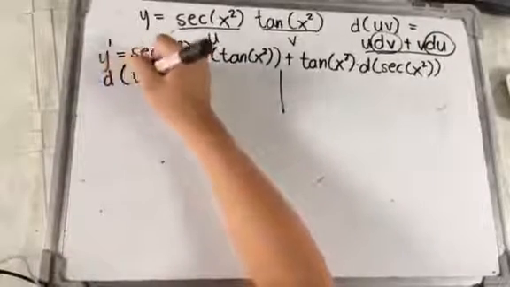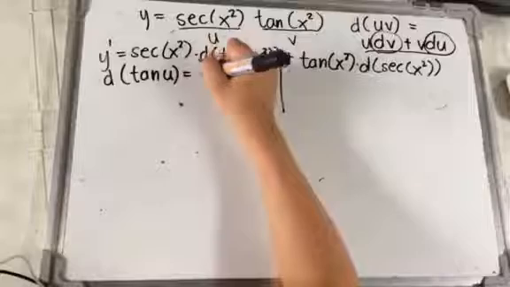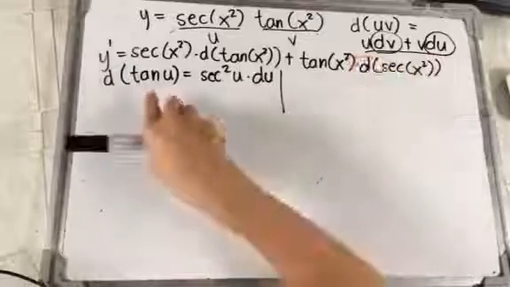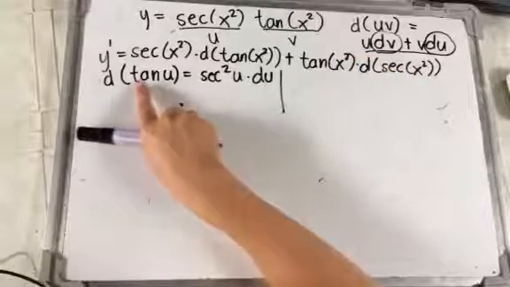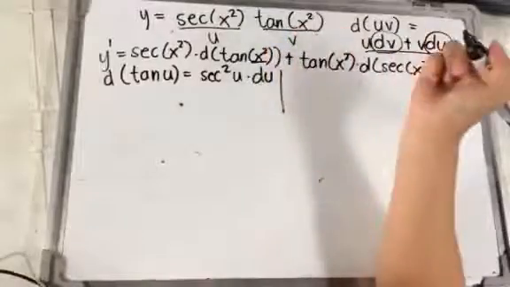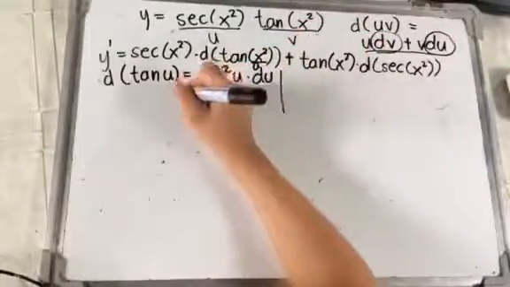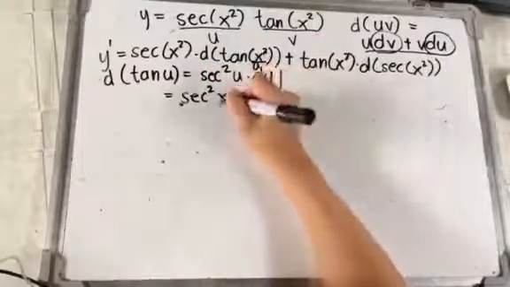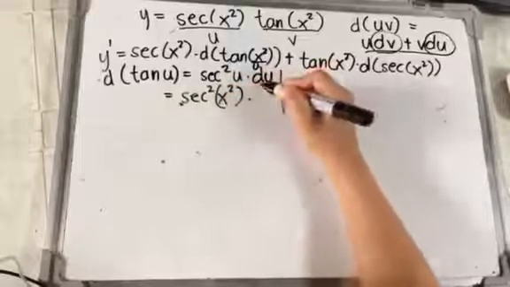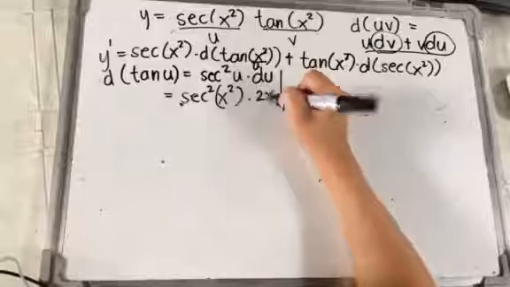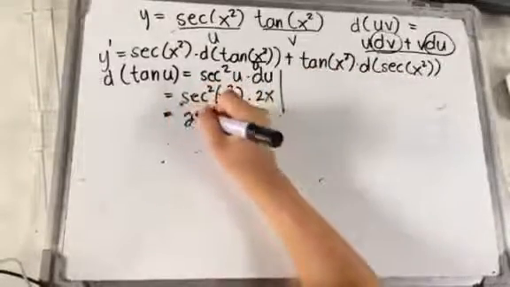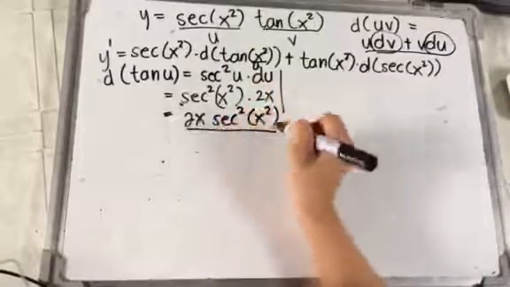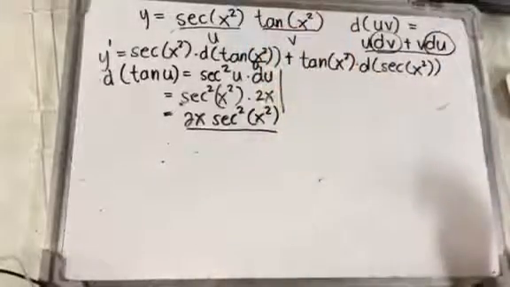For the derivative of tangent u, that is equal to secant squared u times the derivative of u. Following the rule, that is of the form tangent u, so the value of u is x squared. So we have secant squared u, where u is x squared, times the derivative of u; the derivative of x squared is 2x. Or simply equal to 2x secant squared x squared. So this is the derivative of tangent x squared.